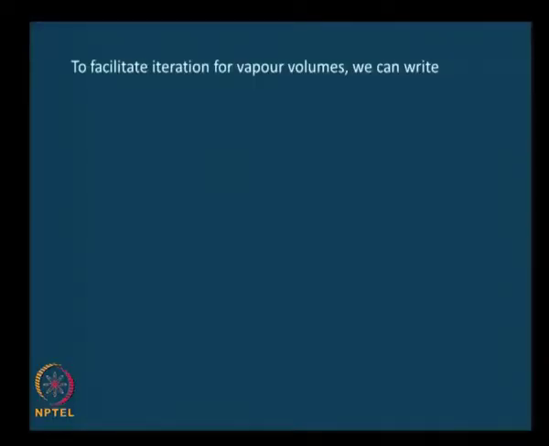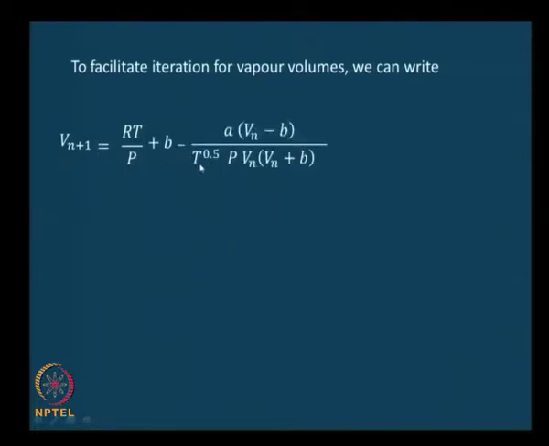We always said that we have a guess value, then we calculate a value, then we compare the calculated value to the guess value till a certain level of convergence, and therefore the guessed value could be n and the calculated value could be n plus 1. If we do that, this equation becomes Vn plus 1, we are taking B to the other side, equals RT by P plus B, it is a minus B here, minus A into Vn minus B divided by square root of T P Vn into Vn plus B.